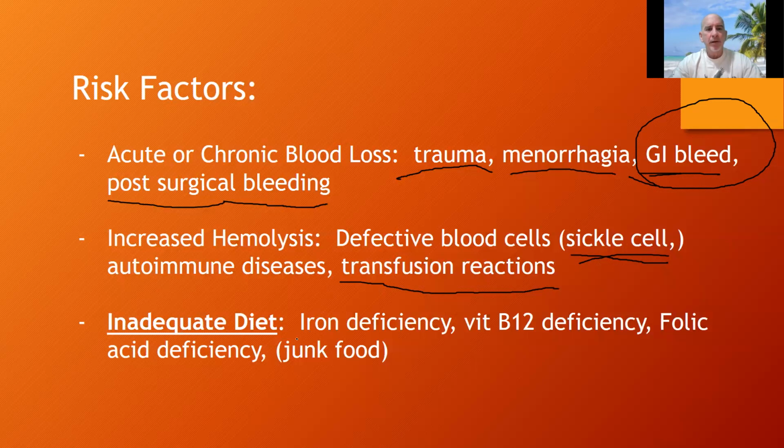And then here again, inadequate diet is another risk. And this is the big one right here. That's why I underline it. This is a really big one. Iron deficiency, B12 deficiency, folic acid deficiency. These are very common in senior citizens who are not eating the way they should be eating. If someone's on a diet that's particularly deficient in iron or deficient in B12, they could be having problems.